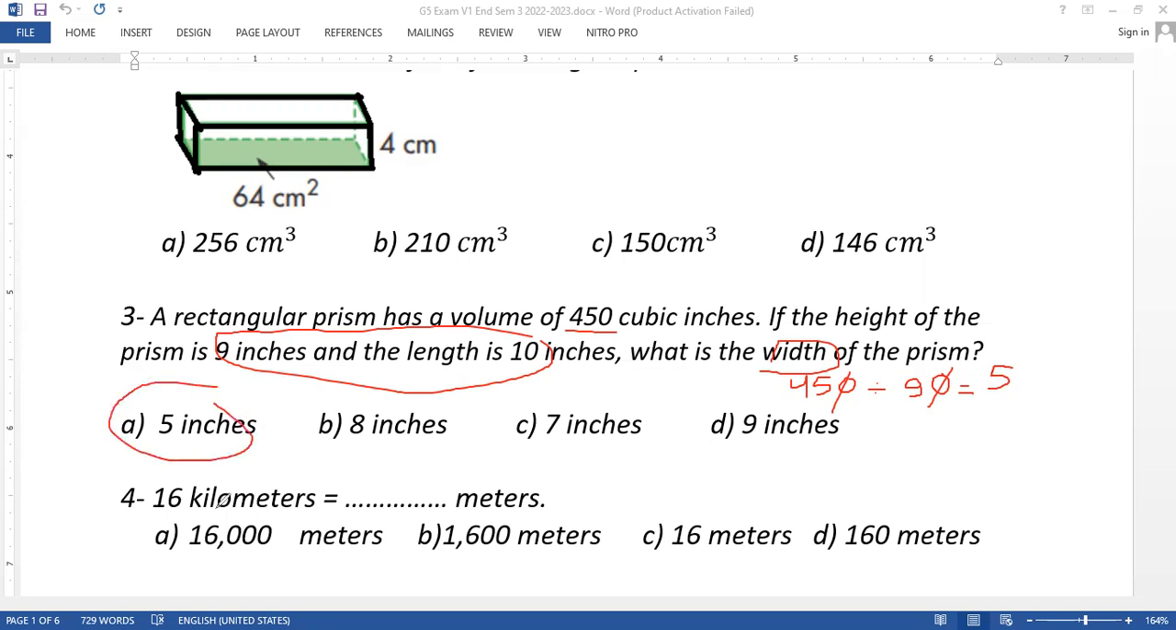Now question number 4, 16 kilometers equal how many meters? First of all, we should know 1 kilometer equals 1,000 meters. Because we change from a large unit to a small unit, we need to multiply. So we multiply 16 by 1,000. We add 3 zeros. So 16,000 meters. The answer is A.